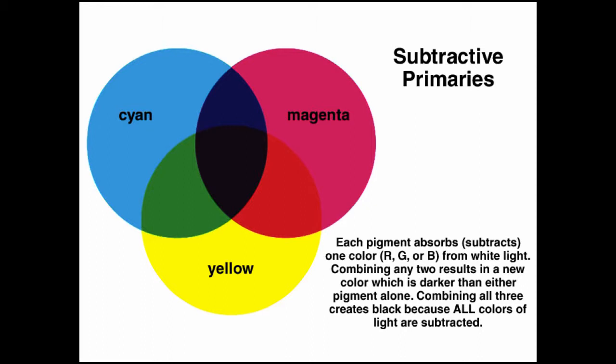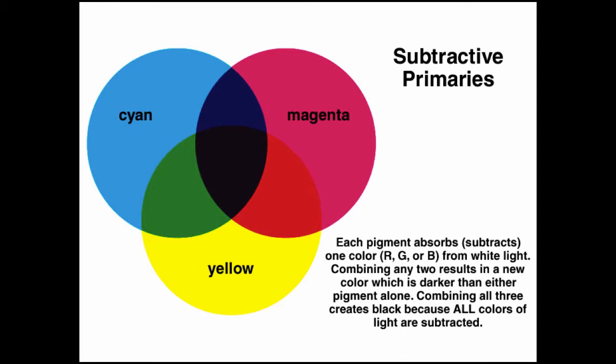This is very different from what we saw with the additive primaries, which are the colors of light, red, green, and blue. So notice what happens when you combine cyan and magenta. The cyan is absorbing the red light. The magenta pigment absorbs the green light. The only light that reflects back to the eye is blue. Similarly, if you combine cyan pigment and yellow pigment, the cyan pigment absorbs red, the yellow pigment absorbs blue, and only the green light is reflected back to your eye. So cyan plus yellow make green.